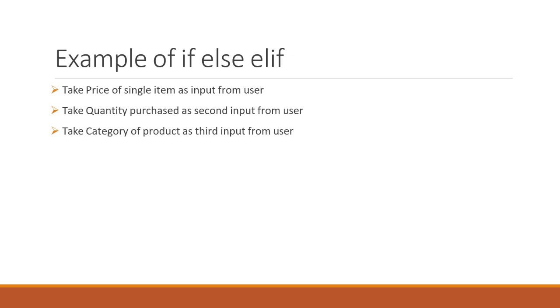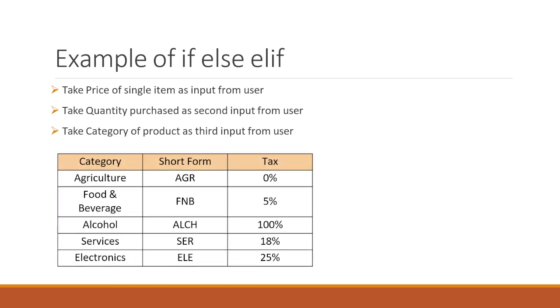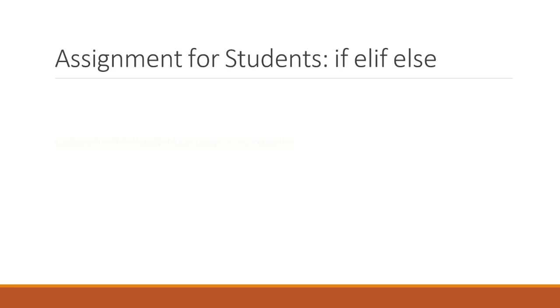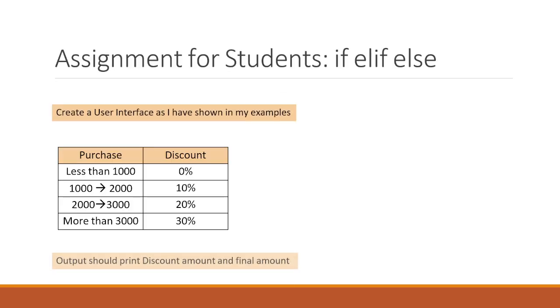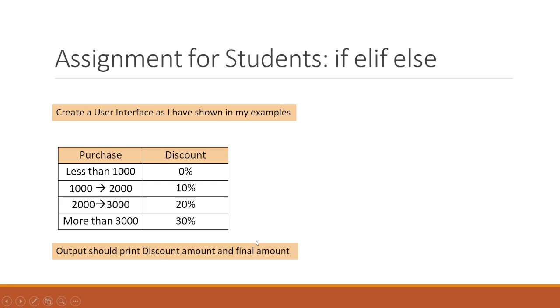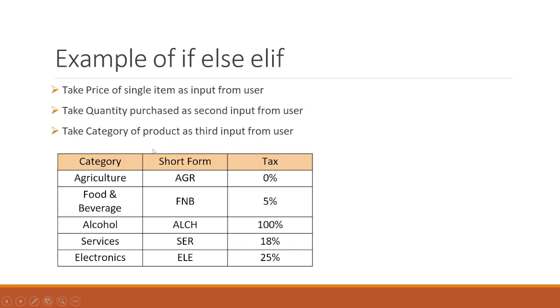From where you have to take the category? So here we have given different categories. Suppose you have the agriculture category, then we have 0% of tax. Food and beverages, then we have 5% of tax. So what you have to calculate here? You have to calculate, just wait for a minute, discount amount and final amount. Like here we are getting this tax.